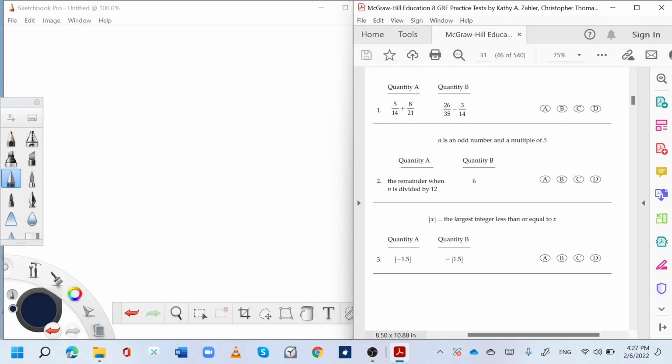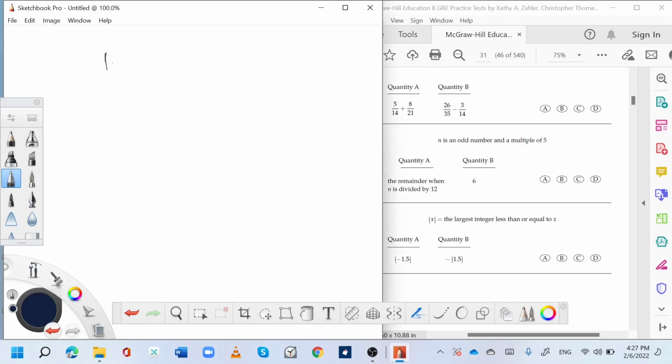The absolute value of x equals the largest integer less than or equal to x, the absolute value of x. And so we've got negative 1.5 and then negative absolute value of 1.5. The absolute value of any negative x is going to equal x. And the negative absolute value of any x is going to equal negative x. So the absolute value equals the largest integer less than or equal to x, which is greater, negative 1.5. So we're looking at 1.5 or negative 1.5.